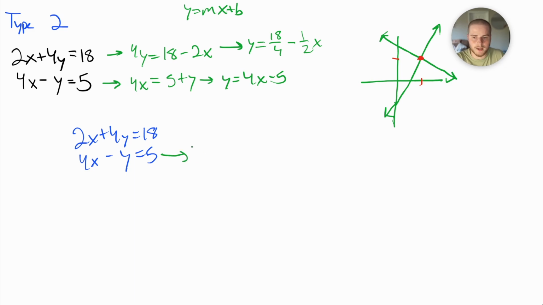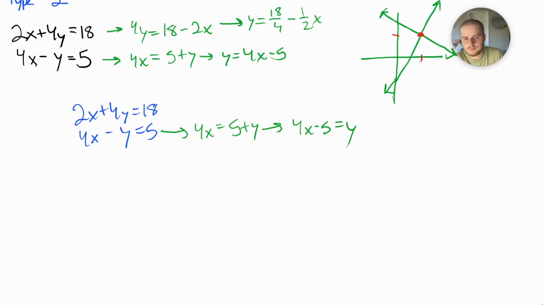So we have y. We can bring y to the right to make it positive. So then we would have 4x equals 5 plus y. We want the y by itself, so we're going to subtract 5 from the right to get to the left. 4x minus 5 equals y. So now we're back to type 1. We already have the variable solved for us. We have y equals 4x minus 5, and we can plug that into the first equation to help us solve for the other variable. So let's do that.